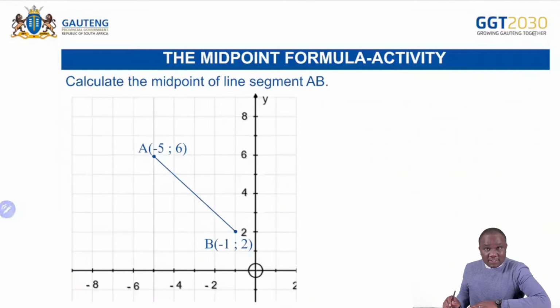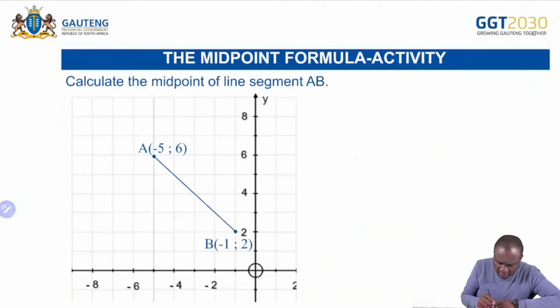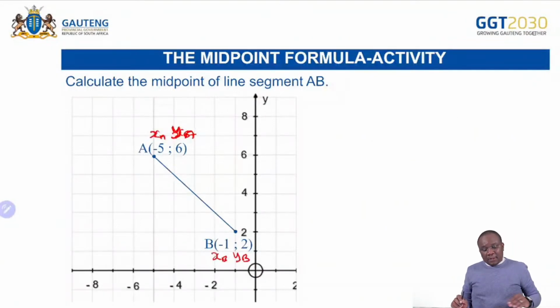Right, welcome back. Let's see how we do this. Right, this is XA, XB, YB, YA, sorry, YA. Right, this is XA, then XB, YB, okay? Right, and then we're going to find the average of the x coordinates, XA plus XB divided by 2, and then YA plus YB divided by 2.